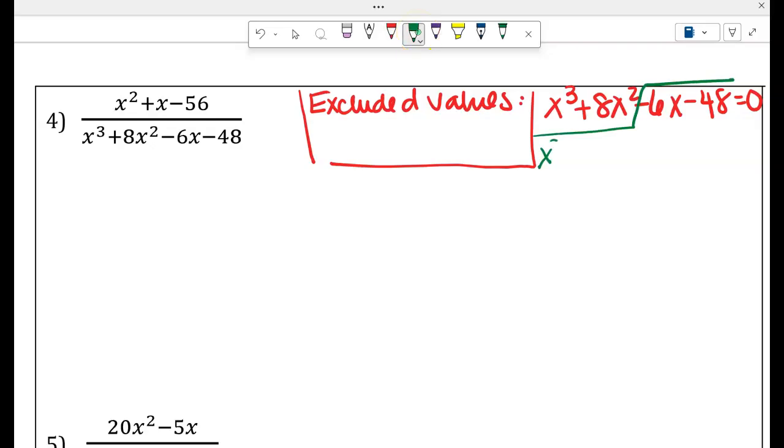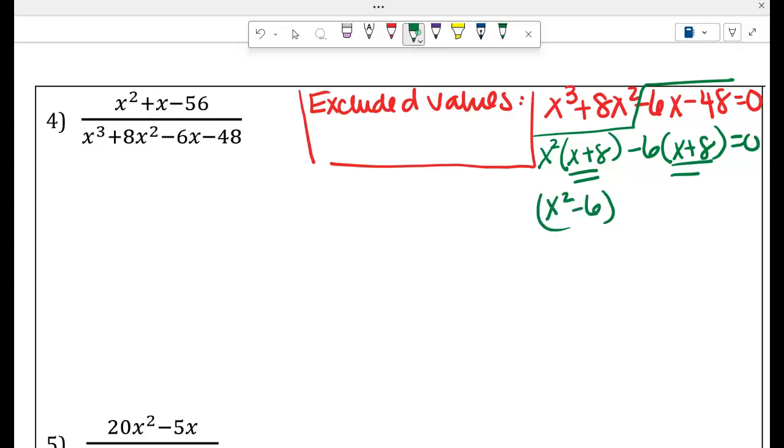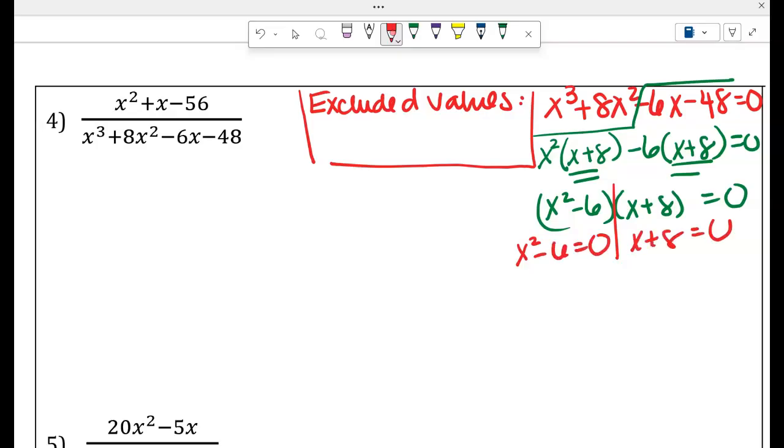So we take out the x squared. We have x plus 8. We take out negative 6, so that means we have minus 6 times x plus 8. These two are the same. So now we have x squared minus 6 times x plus 8. Remember, we're supposed to set it equal to 0 to find our excluded value. X squared minus 6 equals 0. X plus 8 equals 0.